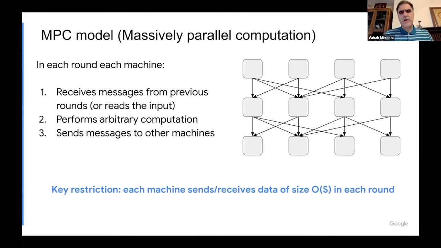And the model is, in each round of computation, machines receive some data from previous rounds. Then they have some data, they perform some computation, and then they communicate, sending messages to other machines. We also put a restriction on the number of messages that each machine can read or write. It's not basically unlimited. It's also related to the size of that machine, which is n to the epsilon again.